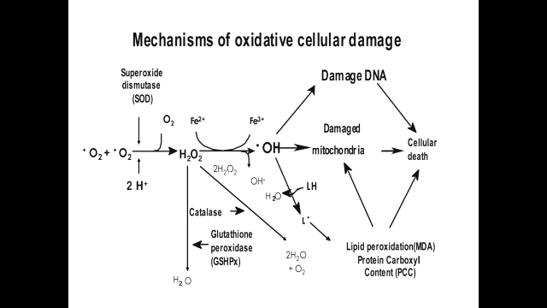Free radical injury. What is a free radical? A free radical is an atom, molecule, or ion that has an unpaired valence electron, which makes it highly reactive. What are some ways that free radicals can cause damage? Free radicals damage cells via membrane lipid peroxidation, protein modification, and DNA breakage.